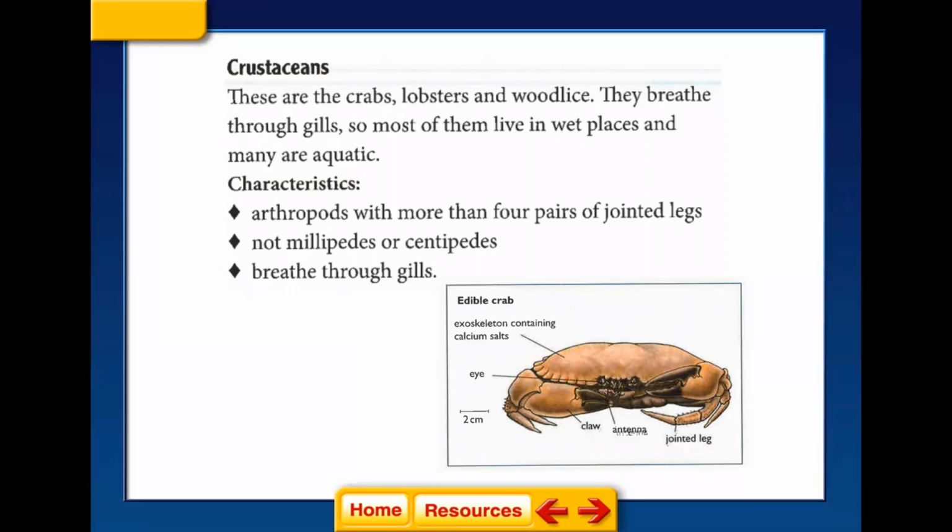So if the arthropod has 3 body parts, 3 pairs of jointed legs, compound eyes, and antennae, it's an insect. But if it has more than 4 pairs of jointed legs and only 2 body parts, or 1, they are not millipedes or centipedes, and they have gills, it means it's a crustacean. It's a lobster, a woodlouse, or a shrimp. It belongs to the crustacean group. Anyway.